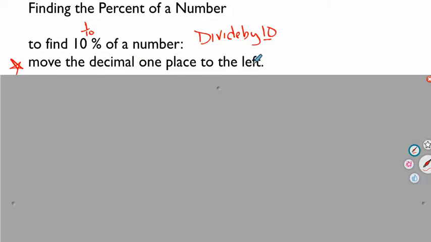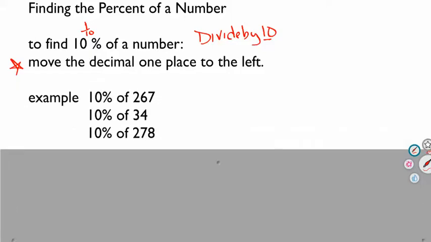That's what I want you to write down in your notes. To find 10% of a number, you're dividing by 10, but really the easiest part for you to write down is that you're moving that decimal one place to the left. Make sure to write that down, moving it one place to the left. So let's look at my examples.